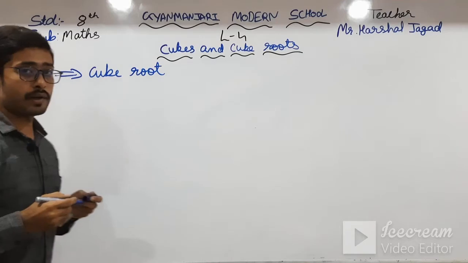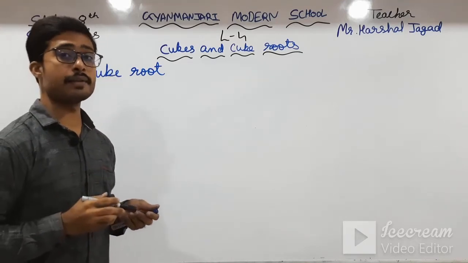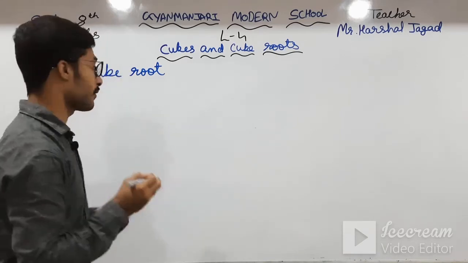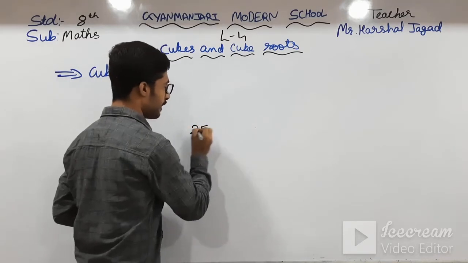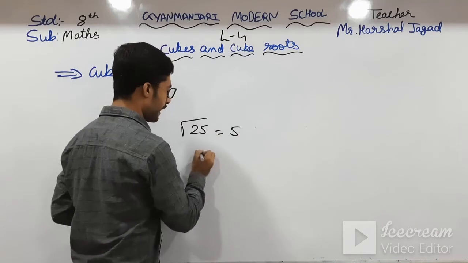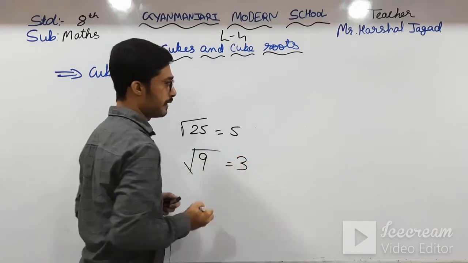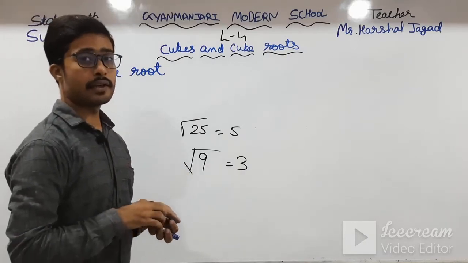So first of all, what is cube root? We have learned about square root in the previous lesson. In square root, what was that? If 25 is there, then its square root is 5. If 9 is there, then its square root is 3. In that way, there is a cube root.